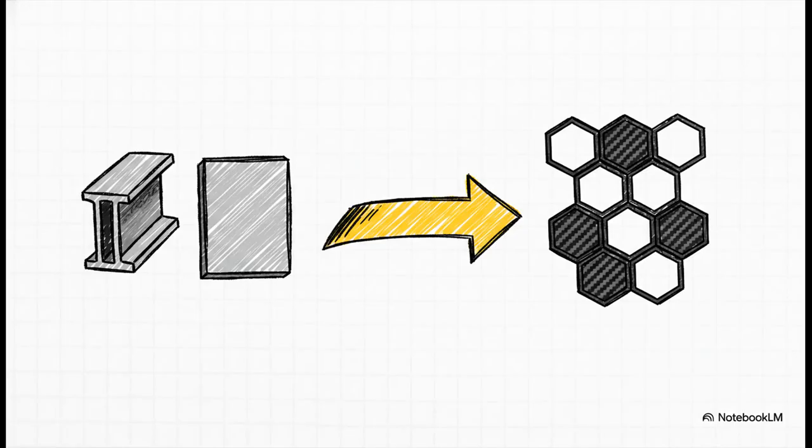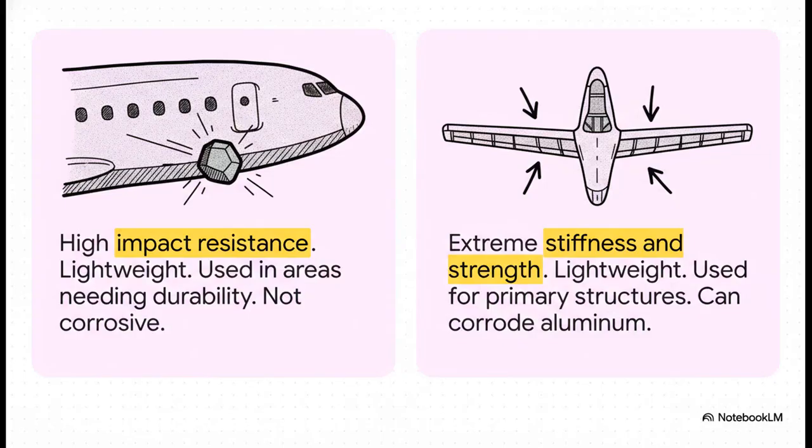But here's the thing. Metals are really only part of the story now. The true revolution in modern aircraft, the real game changer, has been composite materials. Think of these two like a superhero duo. You've got Kevlar, which is the tough defender. It's got incredible impact resistance. I mean, it's what they make bulletproof vests out of.